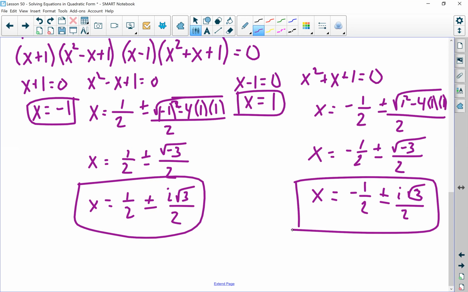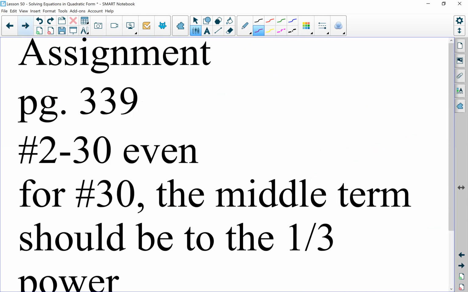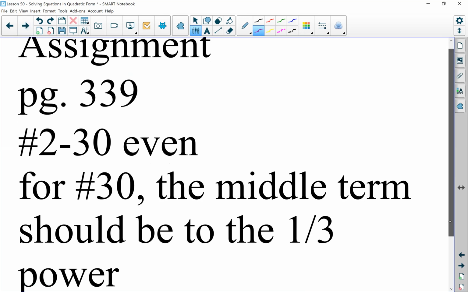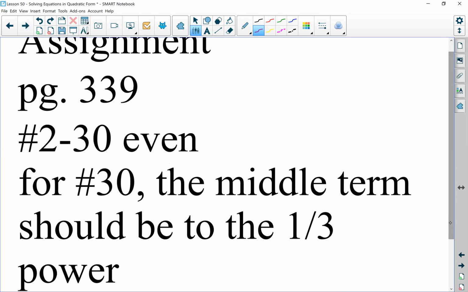Or not. All right, so your assignment, there was one typo in the assignment that I want to make you aware of. You're going to do 2 through 30, the evens on page 339. Number 30, the middle term, just as in parentheses, I think it doesn't have an exponent, but it should be to the 1/3 power. And that will make it quadratic. So if you want me to, I can scoot that up just a little bit.